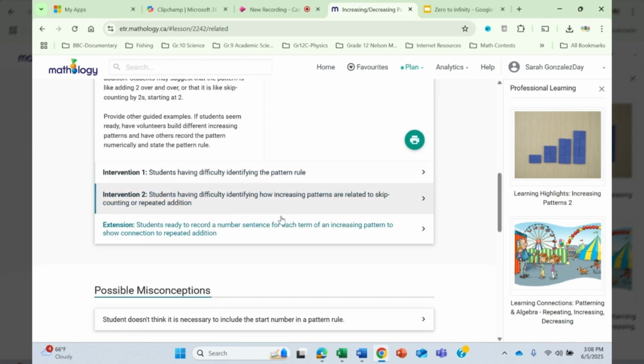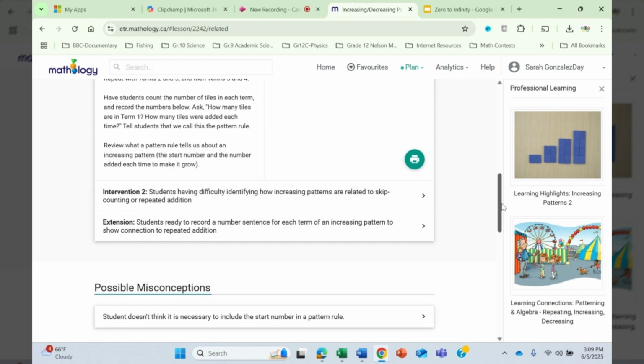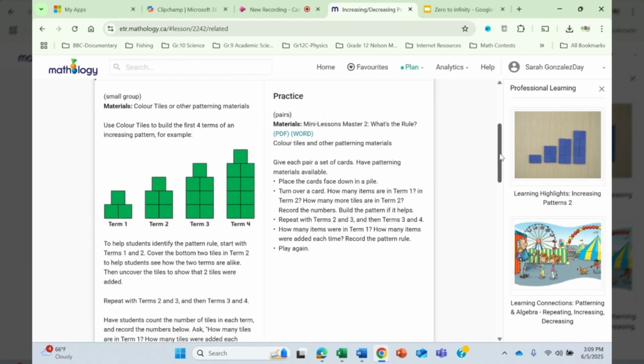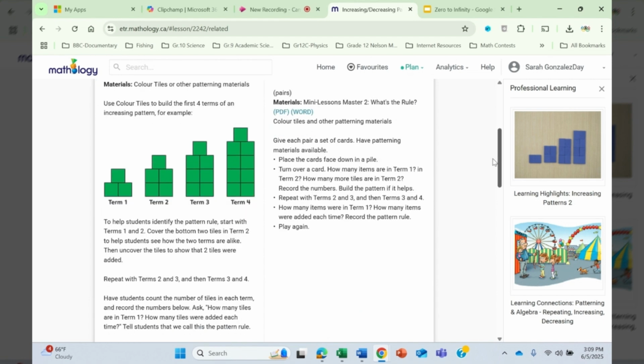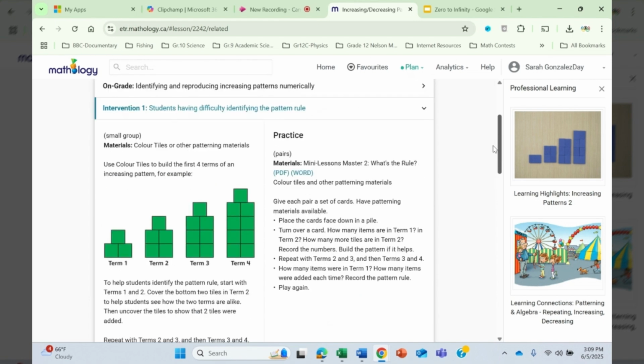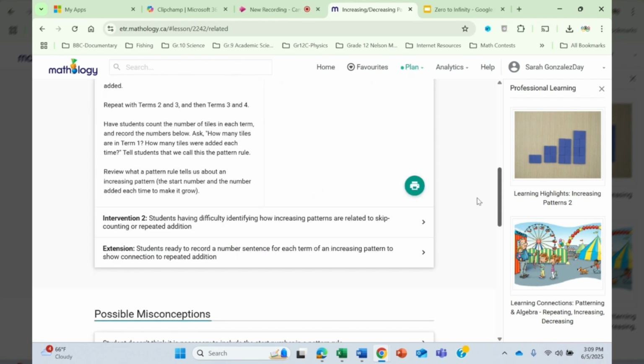small groups. So maybe you have a group of students that had difficulty identifying the pattern rule. So you do this mini lesson with them. These are designed to be about 10 minutes because it's just with a small group. So you don't want to leave the rest of the class on their own for too long. So these are just really short lessons to help you address those misconceptions. And if you had students that needed extensions, they offer that too.